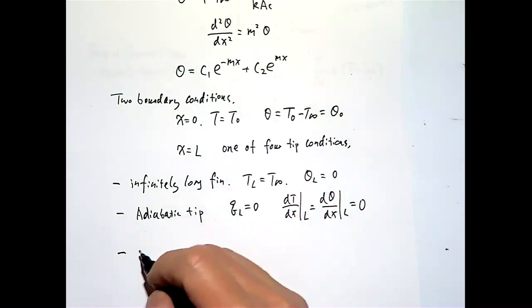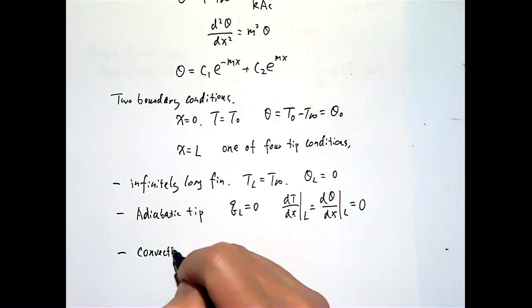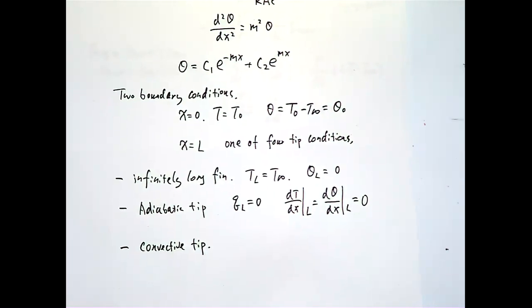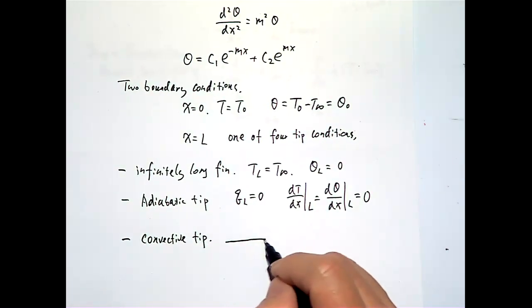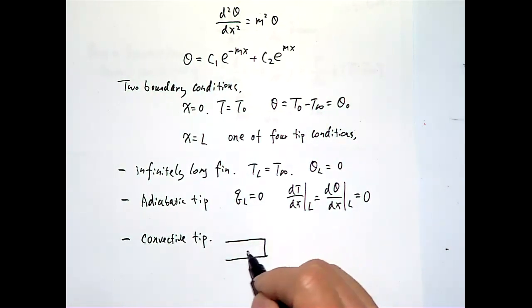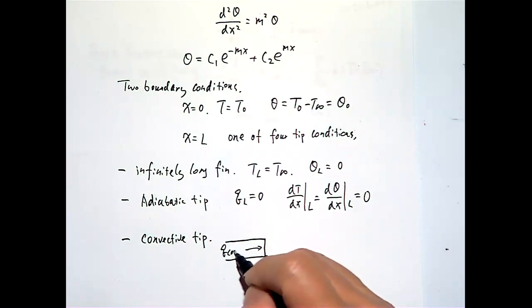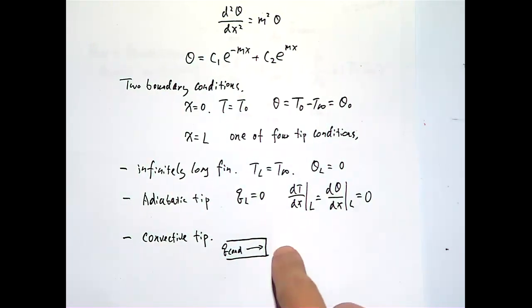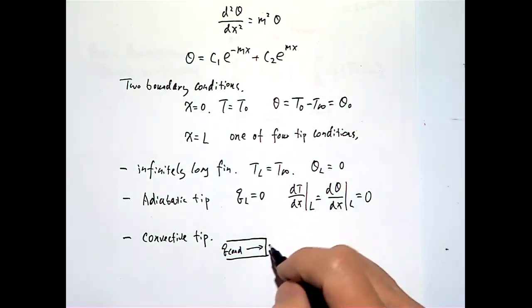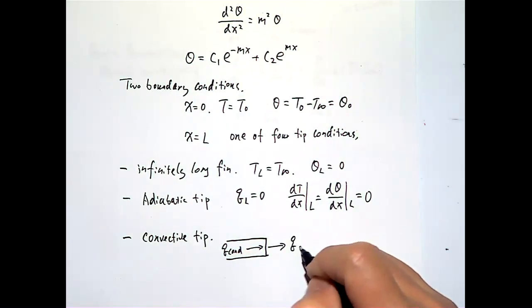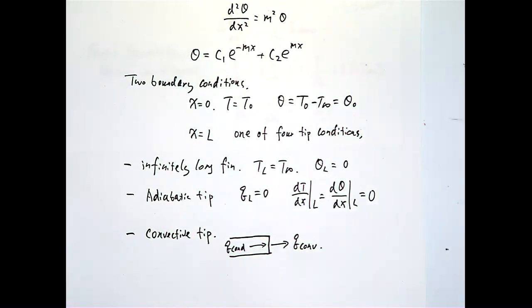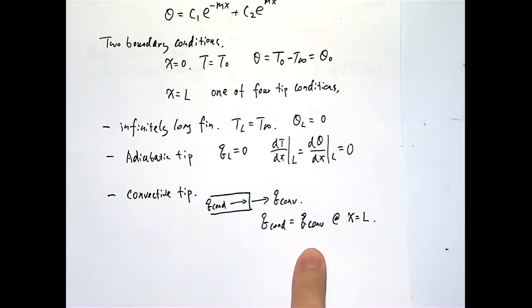And the third one is called the convective tip. This is the more common condition. Consider that at the tip, you have the Q conducted to that tip surface, that vertical surface, and all that heat is taken away by convection. If these two are equal, then you have the so-called convective tip. So you have Q conduct equals Q convect at x equals L. So you can apply the energy balance just based on that.